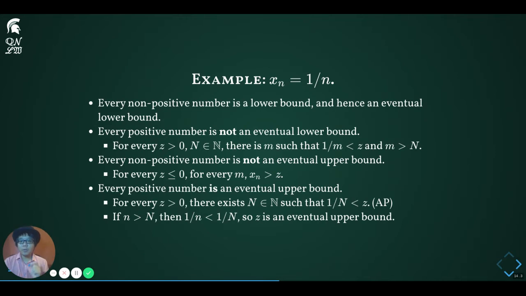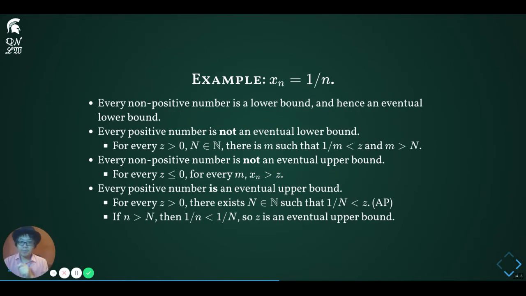Next, we move on to eventual upper bounds. I first claim that none of the non-positive numbers can be an eventual upper bound. This is because every term of our sequence is positive, and so if z is a non-positive number, z cannot be greater than or equal to any term of the sequence, never mind eventually.